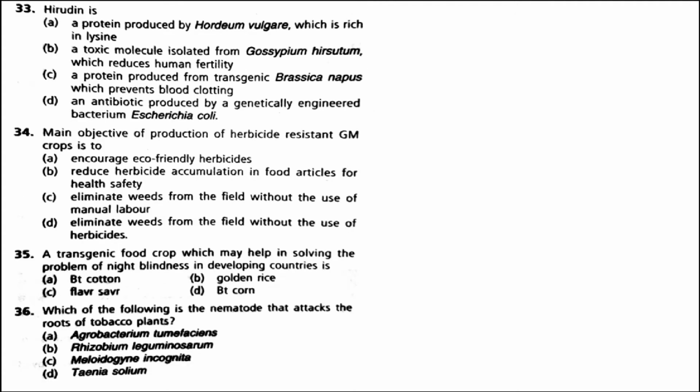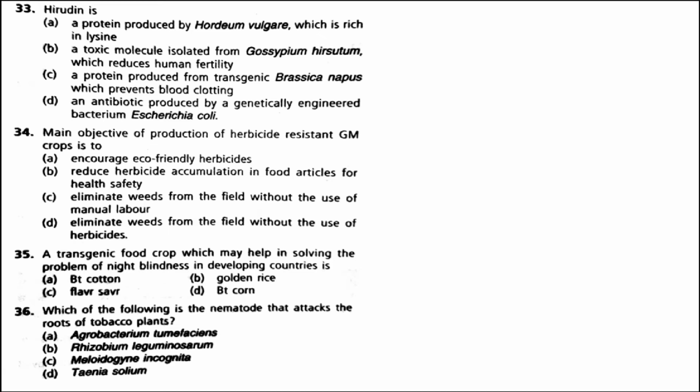Next, hirudin is A. a protein produced by Hordeum vulgare which is rich in lysine. B. A toxic molecule isolated from Gossypium hirsutum which reduces human fertility. C. A protein produced from transgenic Brassica napus which prevents blood clotting. D. An antibiotic produced by a genetically engineered bacterium Escherichia coli. So the answer is option C.